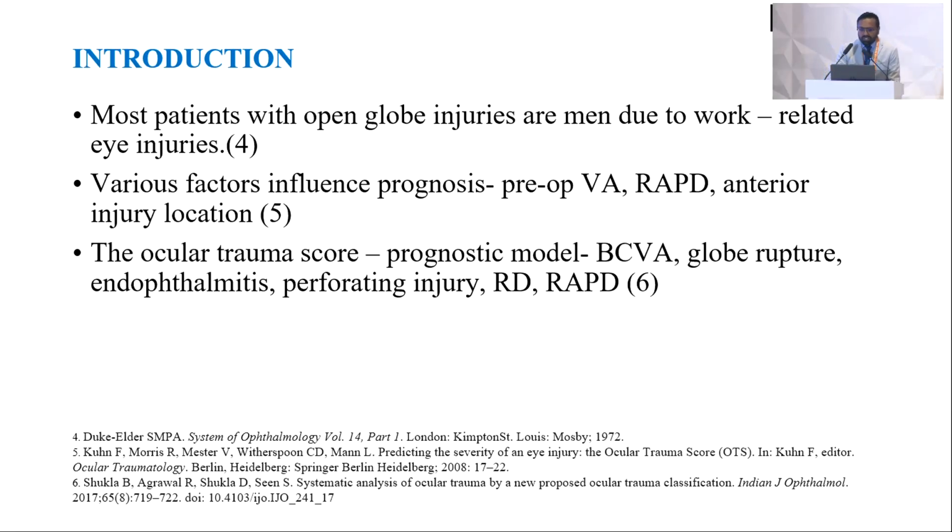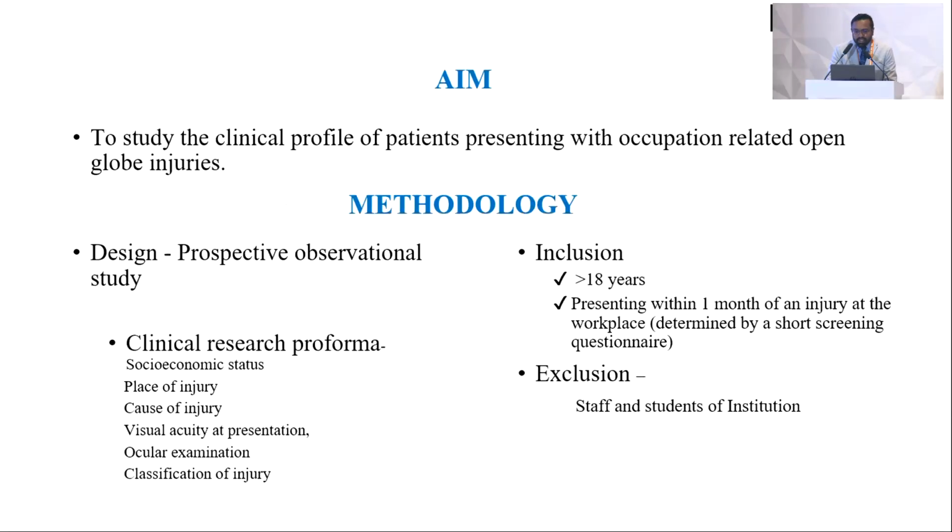Various factors influence the prognosis, which include pre-op visual acuity, presence of relative afferent pupillary defect, and the location of ocular trauma. The ocular trauma score is a prognostic model developed, which factors in the best corrected visual acuity, globe rupture, endophthalmitis, perforating injury, retinal detachment, and RAPD.